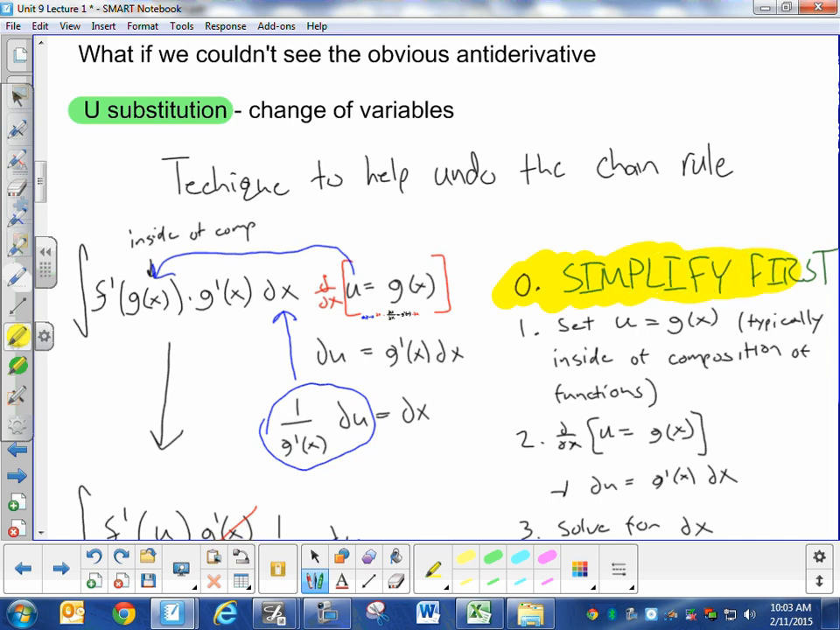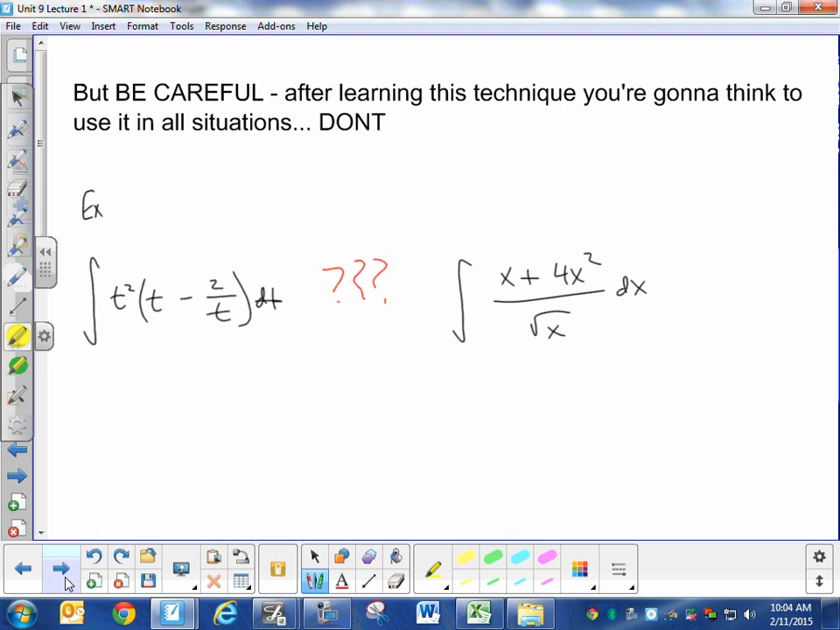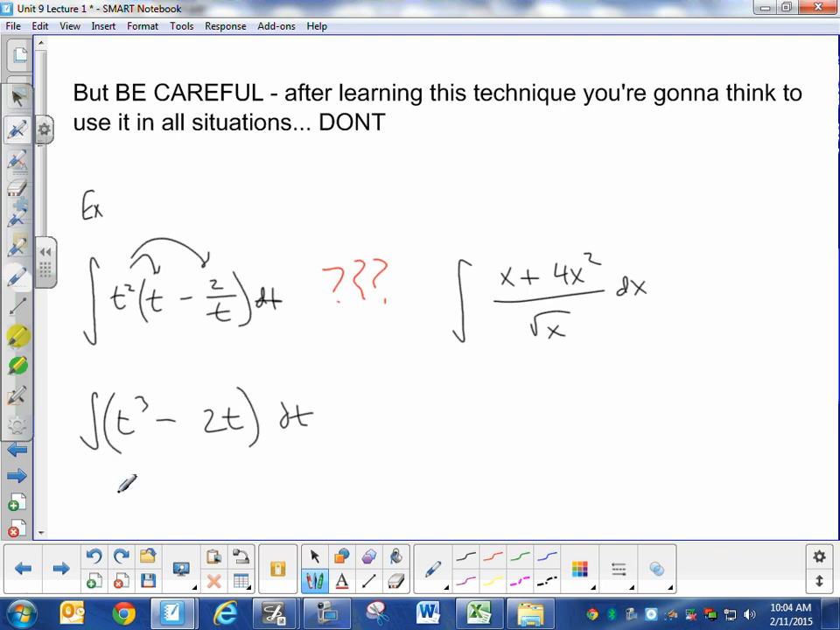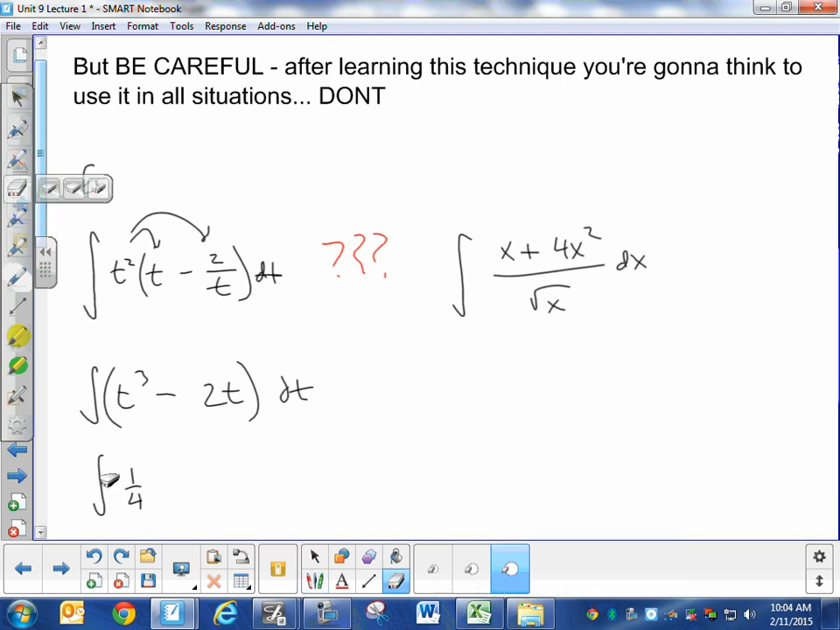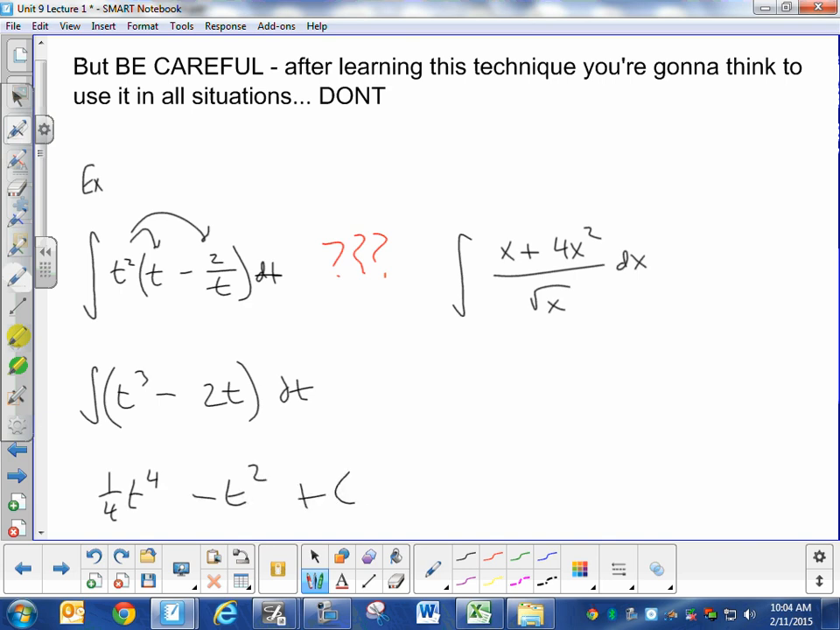Because just because it looks complicated doesn't mean it will remain complicated. All I need to do is distribute t squared, and I get t cubed minus 2t dt. Well, guess what? I could take the antiderivative of both of those. That's 1/4 t to the 4th minus t squared plus c. Right? Piece of cake.